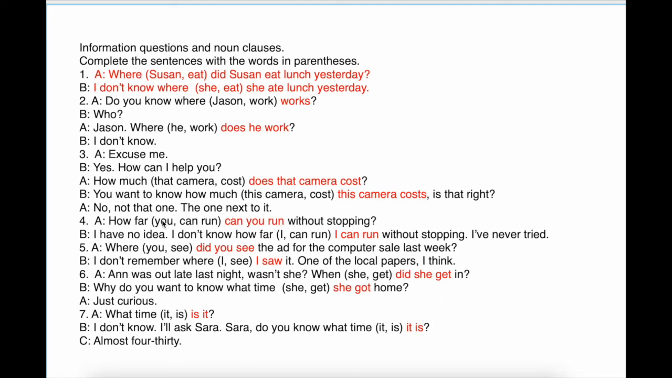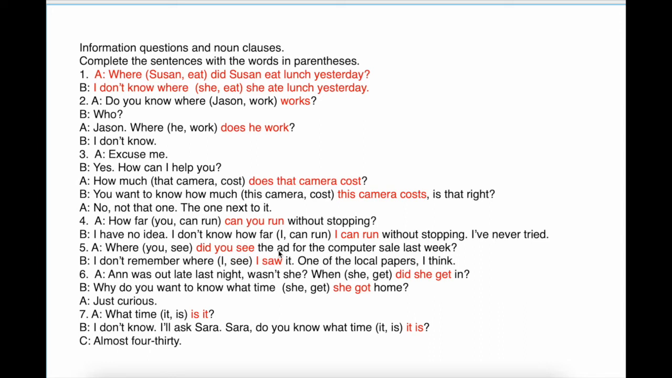Information question. There's a whole sentence. I have no idea. I don't know how far I can run without stopping. So this is the noun clause and main clause. I've never tried.